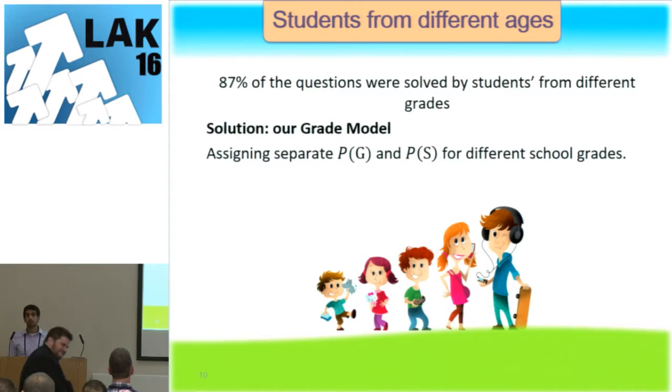To deal with students of different ages who solve the same questions, we came up with a new model, we call it the grade model. We introduced a grade node to the BKT topology, and we learned the probability of guess and the probability of slip for each grade of a student.